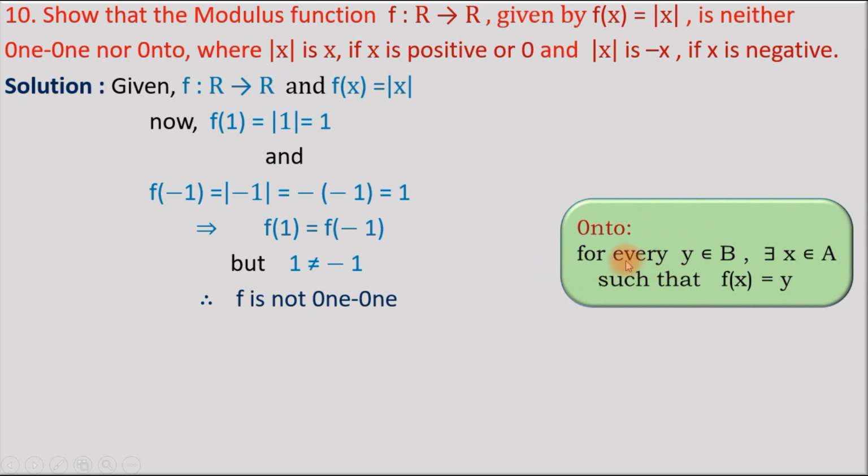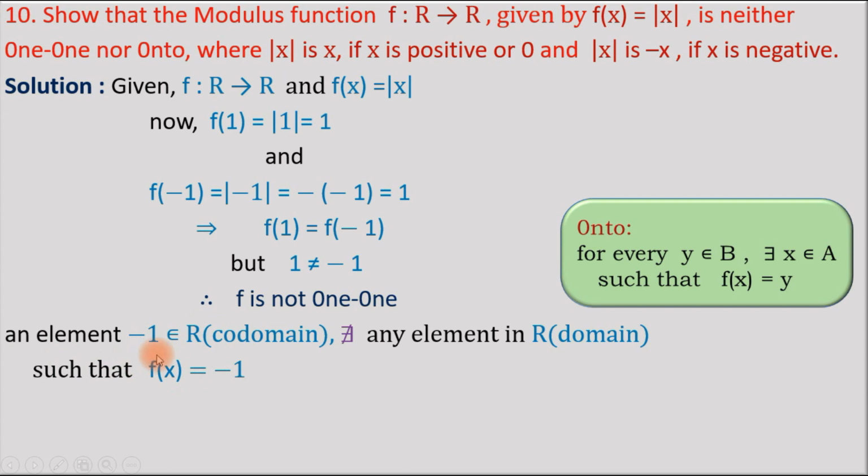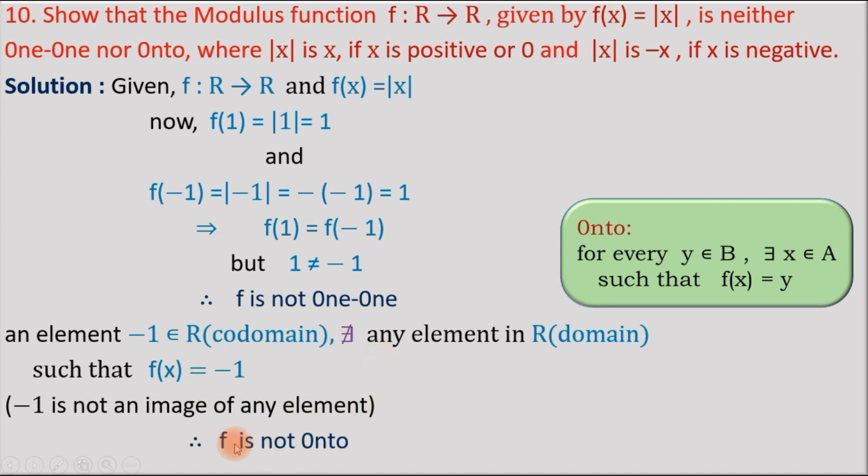For an onto function, for every y belonging to the codomain, there exists x belonging to A such that f of x equals y. Choose an element in the codomain which is a real number. So choose any negative number. Here minus 1 belongs to R, the codomain. There does not exist any element in the domain R such that f of x equals minus 1. That means minus 1 is not an image of any element. Hence the condition of an onto function is not true. This function is not onto.